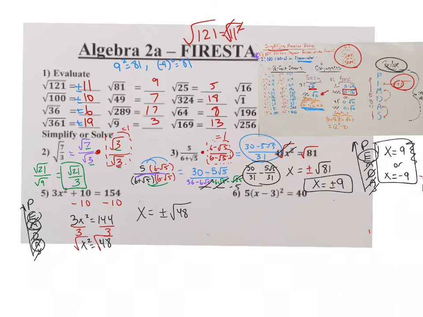And now I got to use rule number 1. I got to use this list of numbers here to see if there's something in there that goes into 48. Well, I know 48 is 16 times 3. So 16 gets to leave jail as long as he turns into 4. So your best answer should be plus or minus 4 radical 3.